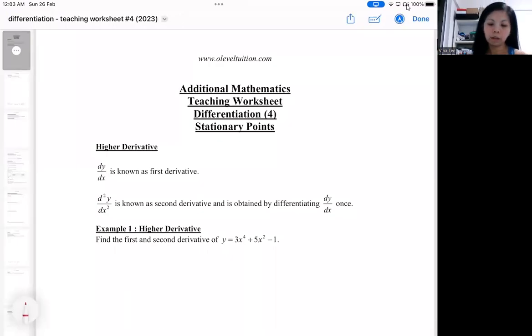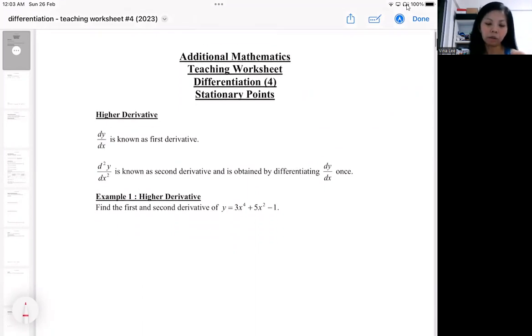Okay, so for this section on differentiation application, we are exploring something called stationary point. It is called an application because we'll be making use of dy dx. And in addition, in this application, we'll be using something called the second derivative.